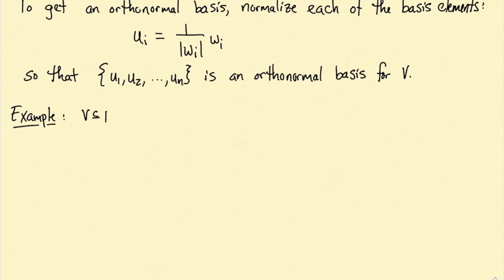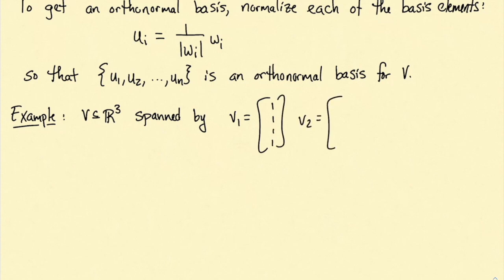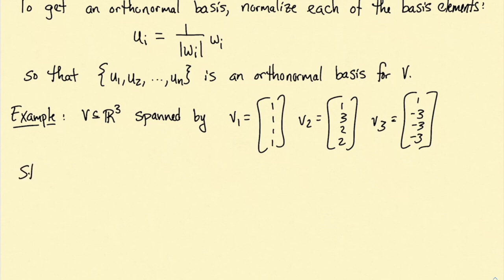We suppose that V is a three-dimensional subspace of R^4, and it is spanned by the vectors V1 with entries 1, 1, 1, 1, V2 with entries 1, 3, 2, 2, and V3 with entries 1, -3, -3, -3. You can check that these vectors are in fact linearly independent, so they are a basis for the space they span, which is by definition our subspace V. So step 1 is to define W1 to be V1.